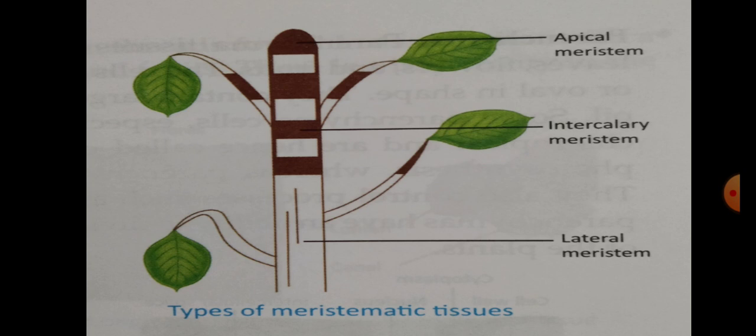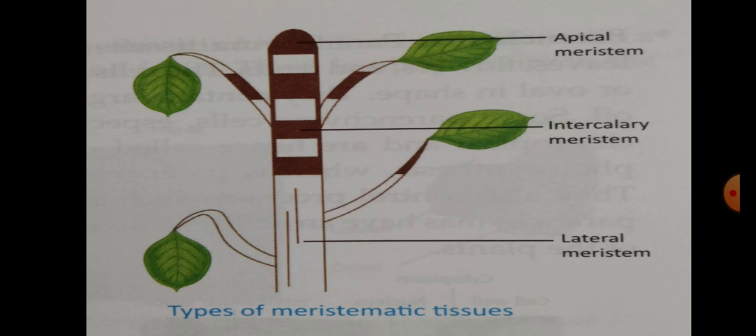So where is it located? It is located at or near the tip of the roots and the shoots. You can see in the picture. This apical meristem is responsible for the vertical growth of the plant, also called the primary growth. So it helps in the vertical growth. The height of a plant increases when the apical meristem produces new cells.